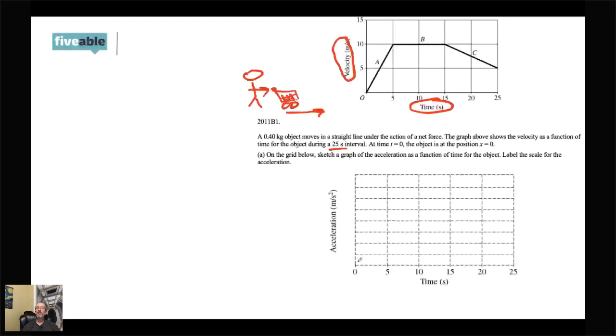If I want to find the acceleration at letter A, what do I have to find about this line? So what do I need to find about the line?